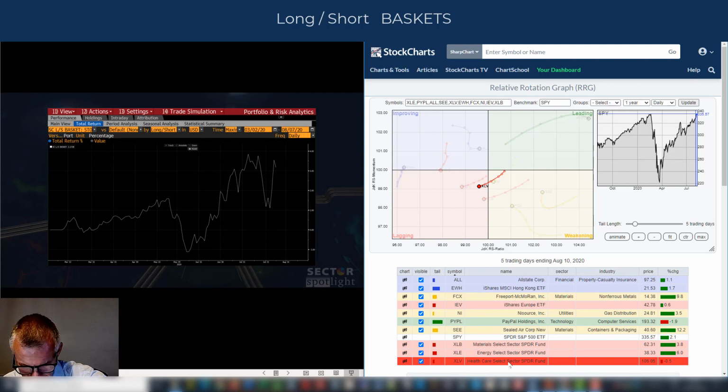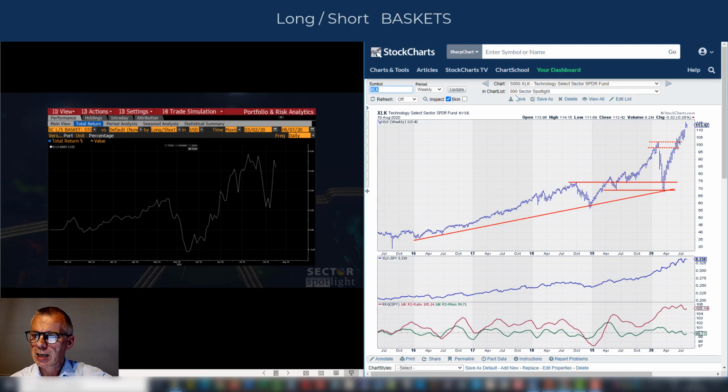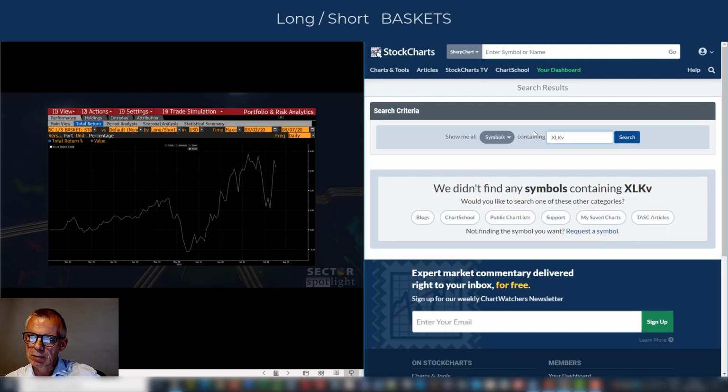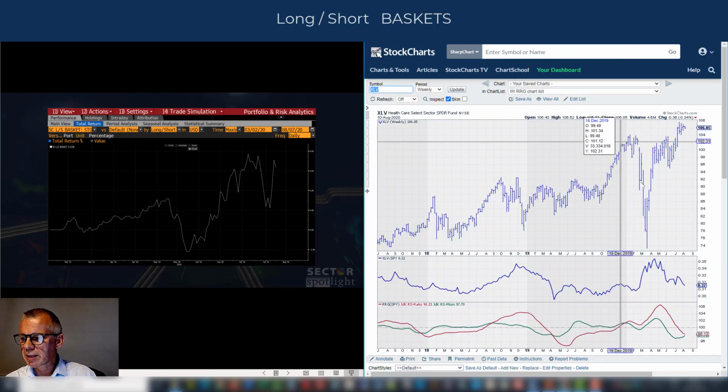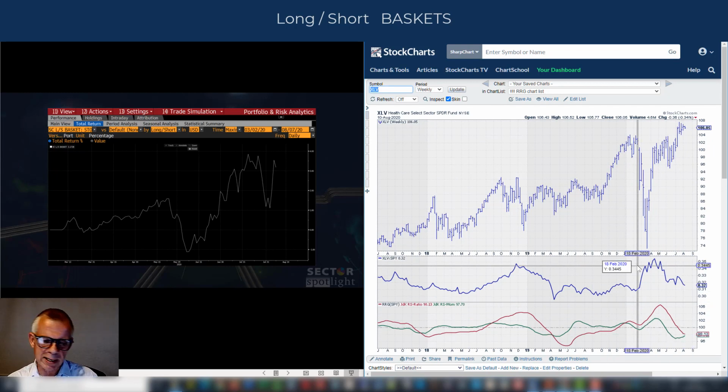When we entered the position, it looked as if XLV was going to outperform. That's not really happening in terms of relative strength. The XLV chart itself is still pretty good. If we look at XLV here on that chart, we see that break, so that's still good, but you see that the relative strength is not really enticing. It's not really good.